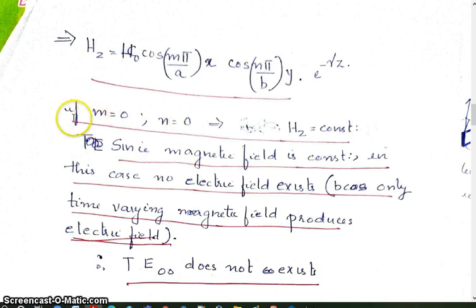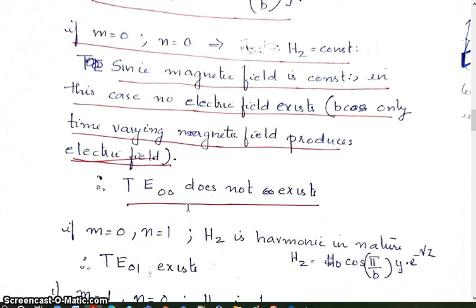So here it is written, if m is equal to 0, n equal to 0, Hz equal to constant. Since the magnetic field is constant, in this case no electric field exists, because only a time varying magnetic field produces an electric field. So we can say TE00 mode does not exist.